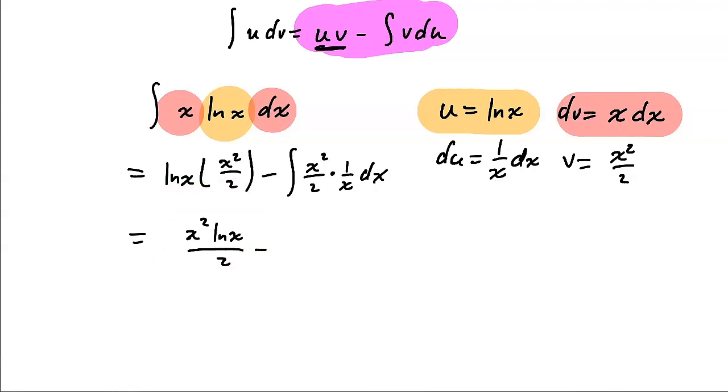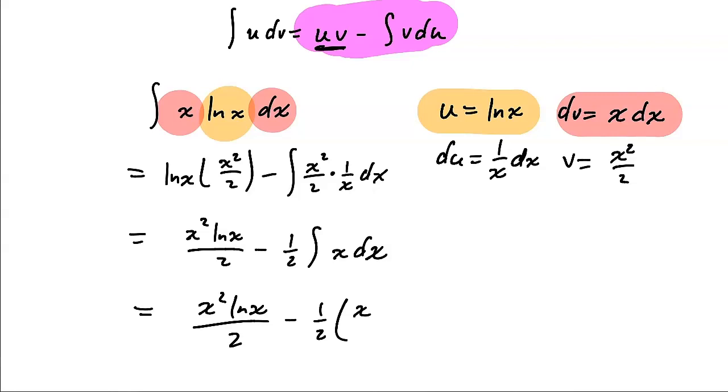Now I'm going to simplify here, right? I have a 1/2 that I can factor out. The x squared over x will divide to make 1x. So I have minus 1/2 integral of x dx, which I know I can do because I already did it. So I have x squared ln of x over 2 minus 1/2 x squared over 2 plus c.